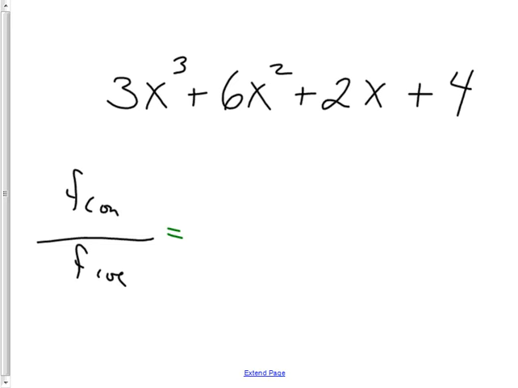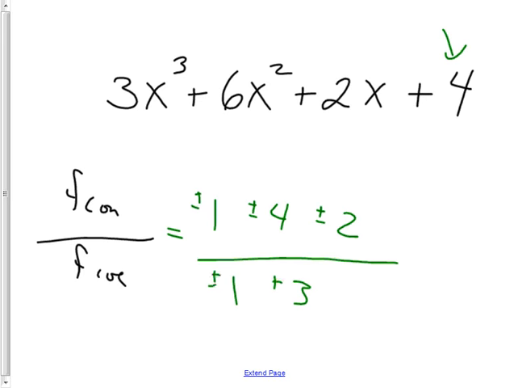Okay, factors of the constant. That's the 4. What are the factors of 4? 1, 4, 2. And then the other 2 is exactly the same, right? And don't forget plus and minus of all of those. All over the factors of the coefficient: 1 and 3. Plus and minus, plus and minus. Then you actually divide them all. Give you a hint. Dividing by 1 is really easy. Just write down the top numbers again.